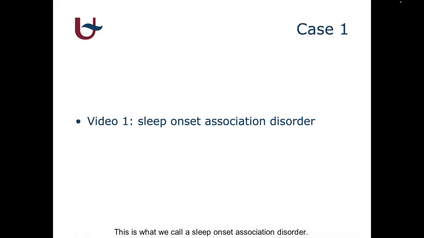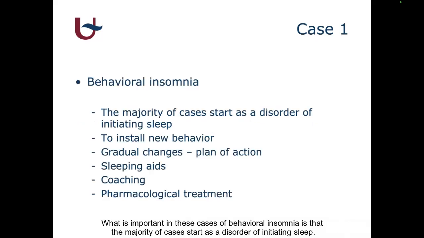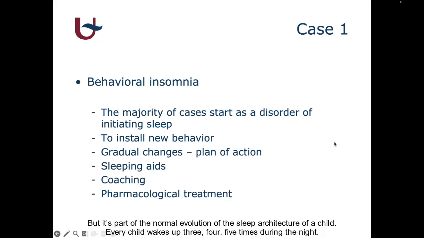This is what we call a sleep onset association disorder. It's an example of a behavioral insomnia. Sleep onset association disorder means that these children cannot fall asleep if certain objects or certain persons are not present at the time of the bedtime routine. What is important in these cases of behavioral insomnia is that the majority of cases start as a disorder of initiating sleep, but it's part of the normal evolution of the sleep architecture of a child.